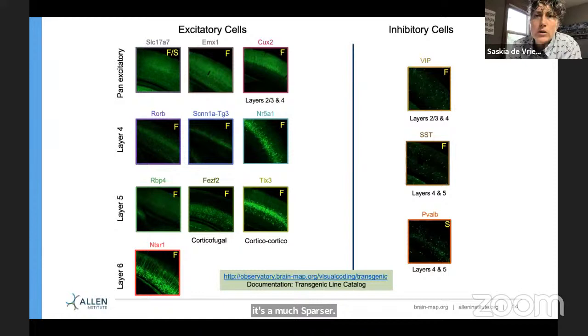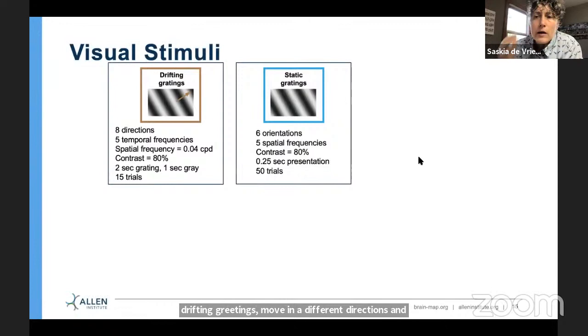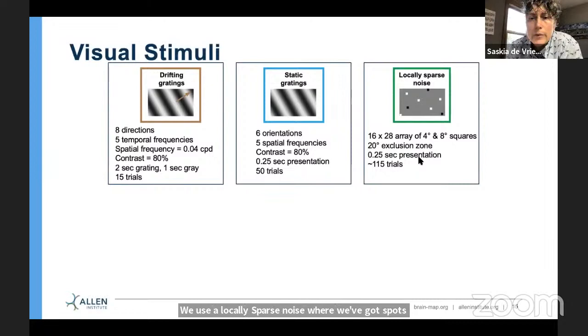And I mentioned earlier, we use a rich set of visual stimuli. These include some traditional stimuli, including gratings. We've got drifting gratings that move in 8 different directions and at 5 different temporal frequencies. Static gratings, where we flash the gratings at different orientations and spatial frequencies, so we change the period of the grating. We use a locally sparse noise, where we've got spots of light and black that are flashed in different positions on the monitor, which give us maps of the spatial receptive fields.